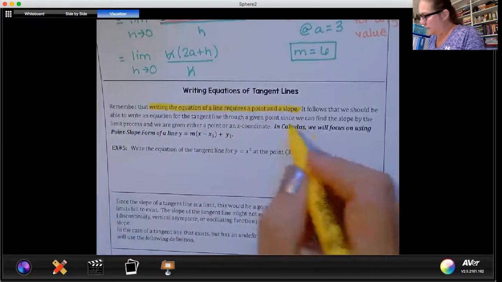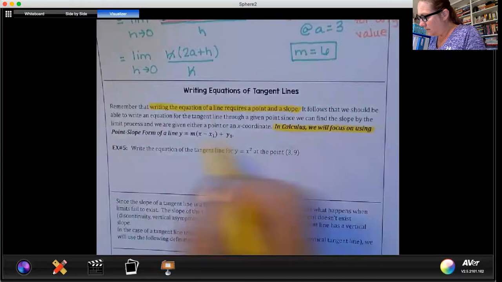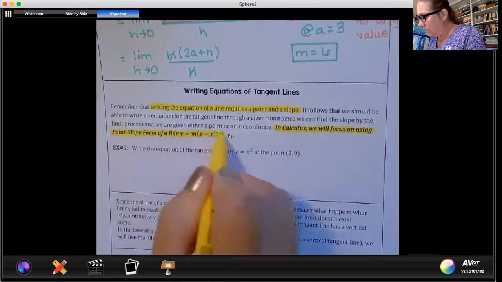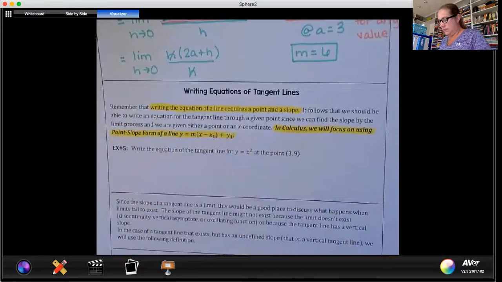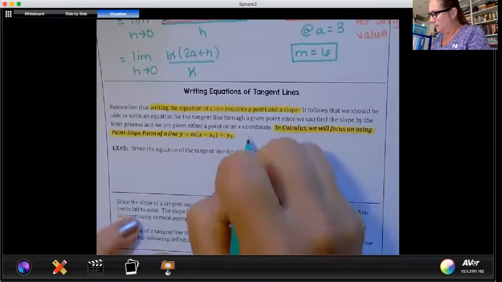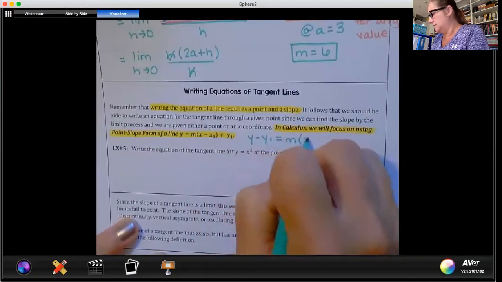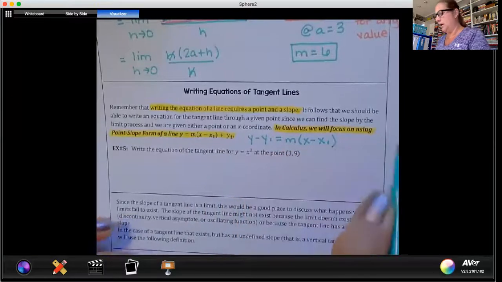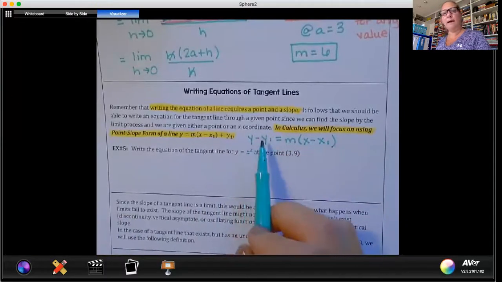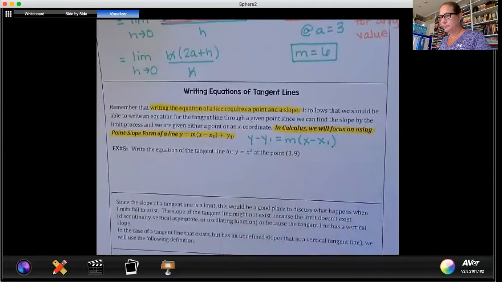coordinate. So in calculus, we will focus on using the point slope form of a line. Y equals m times x minus x sub 1 plus y sub 1. You are used to seeing y minus y sub 1 equals m times x minus x sub 1. And all that's happened here is we've solved for y by adding y sub 1.